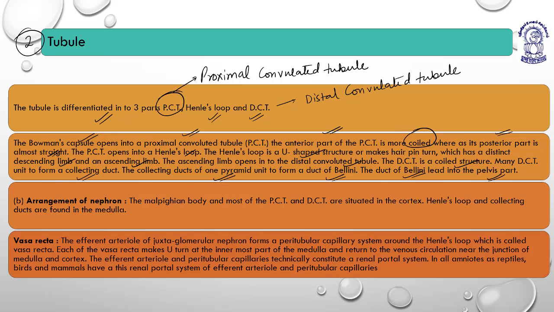The loop of Henle is a U-shaped structure which makes a hairpin turn, which has a distinct descending limb and ascending limb. The ascending limb opens into the distal convoluted tubule. The DCT is a coiled structure. Many distal convoluted tubules unite to form a collecting duct, and these collecting ducts of one pyramid unite to form a duct of Bellini, and the duct of Bellini opens into the pelvis part.